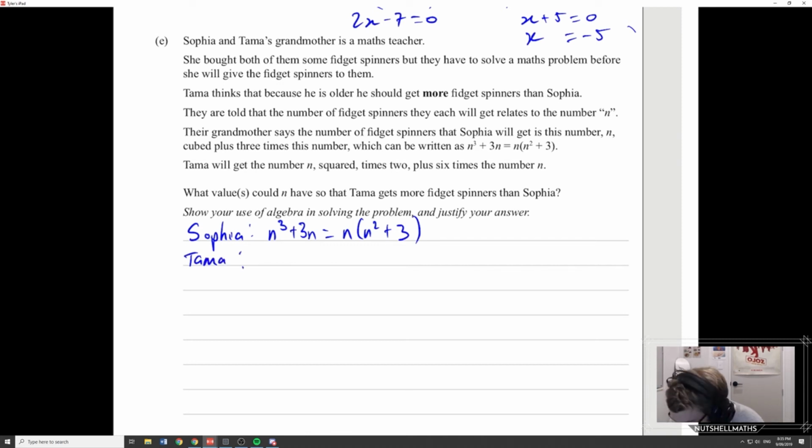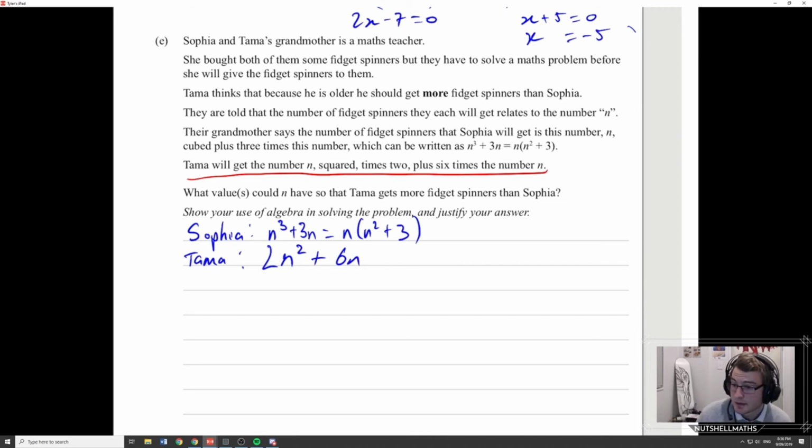He is more complicated, and we've got this whole line to explain what he is. The number n squared times 2, plus 6 times the number n. The commas are important. So the number n squared times 2, so let's put a 2 at the front, plus 6 times the number n, 6n, like this. Okay.